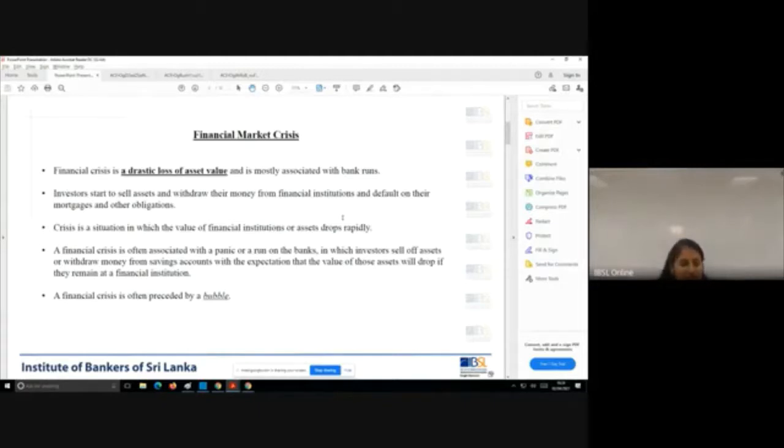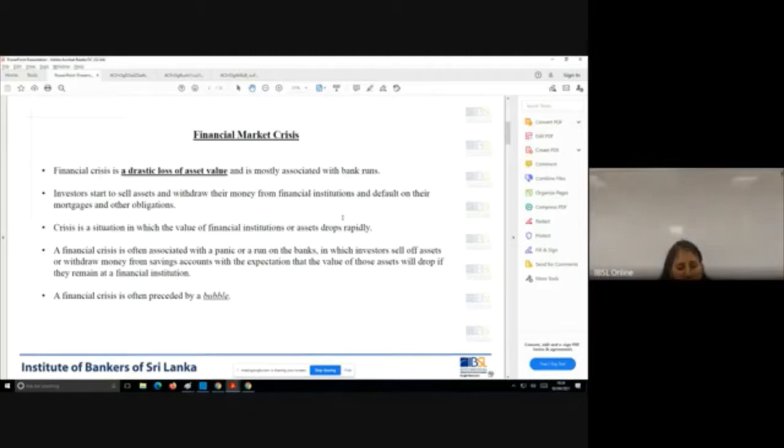Assets are being wiped out. On the other hand, liabilities are being recalled. So this is called a crisis situation, a situation when the value of financial institutions or their assets drops rapidly.